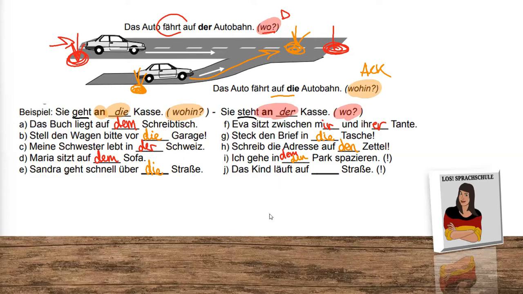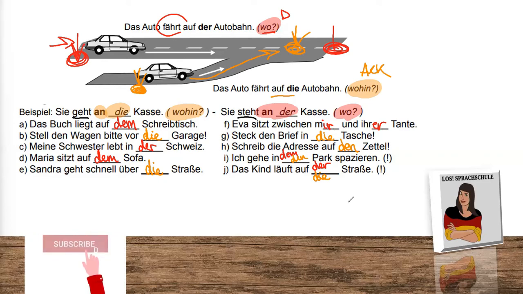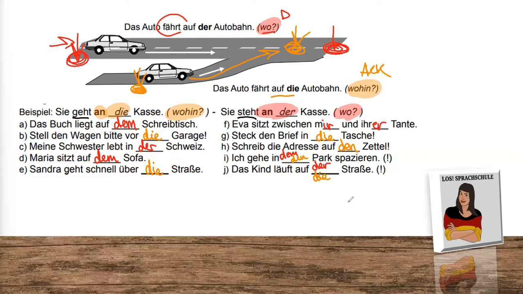And the second one, das Kind läuft auf der Straße. Das Kind läuft auf die Straße. Again, both is possible, which is okay. It's not a big deal. One means the kid is walking on the street, or the kid is walking into the street. So it wasn't on the street before, and it's walking on the street, like our car on the highway. So it really depends what you want to say actually with your statement.